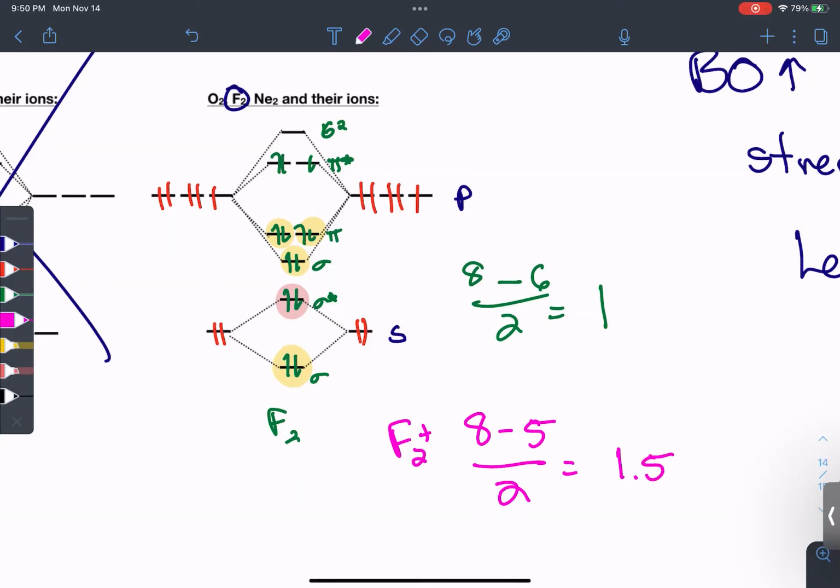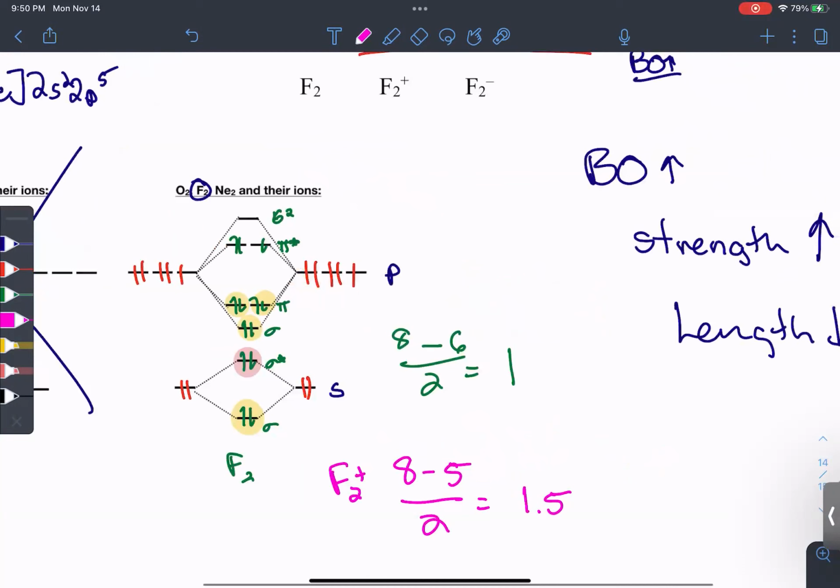Because we removed an anti-bonding electron, it strengthens the bond, right? How about the anion? All we do is add an electron to the neutral thing. So we have to go back to the neutral. So if we add an electron, what kind of orbital, MO, does it go into? Sigma star. So if we add an electron to an anti-bonding orbital, do we strengthen or weaken the bond? Weaken. So what we get is when we make the anion, we get a bond order of 0.5.